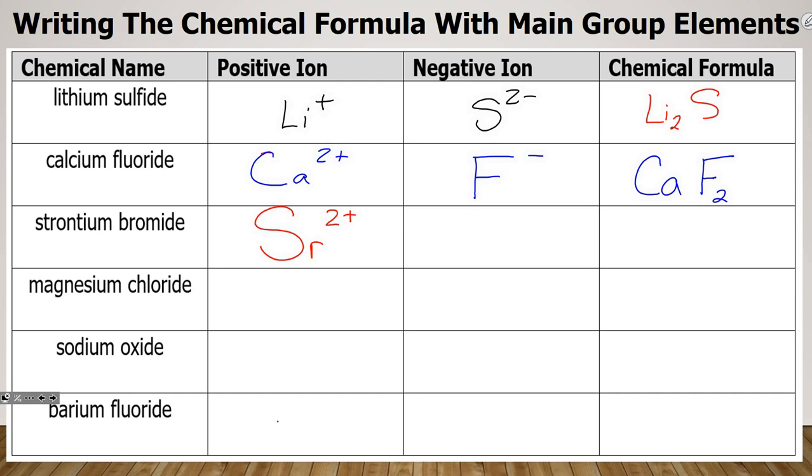Good. All right, bromide, what is that? Here's a hint. It's going to be on the right-hand side of the periodic table. It's bromine, right? And bromine's how many away from being a noble gas? It's one away. Good. So again, I want it to add to 0. Which one do I need more of? Bromine. So I just need 1 strontium and how many bromines? 2.